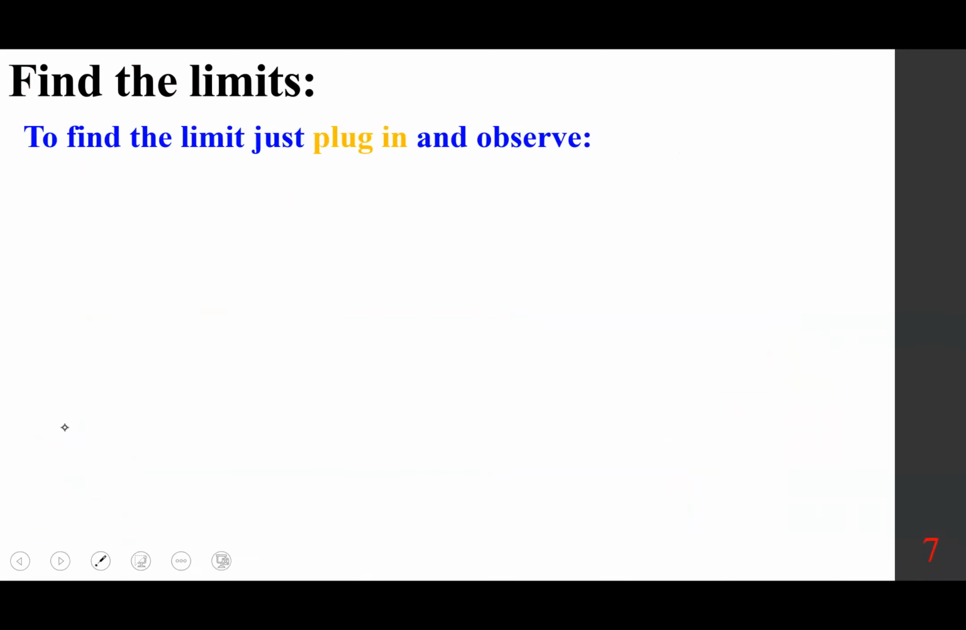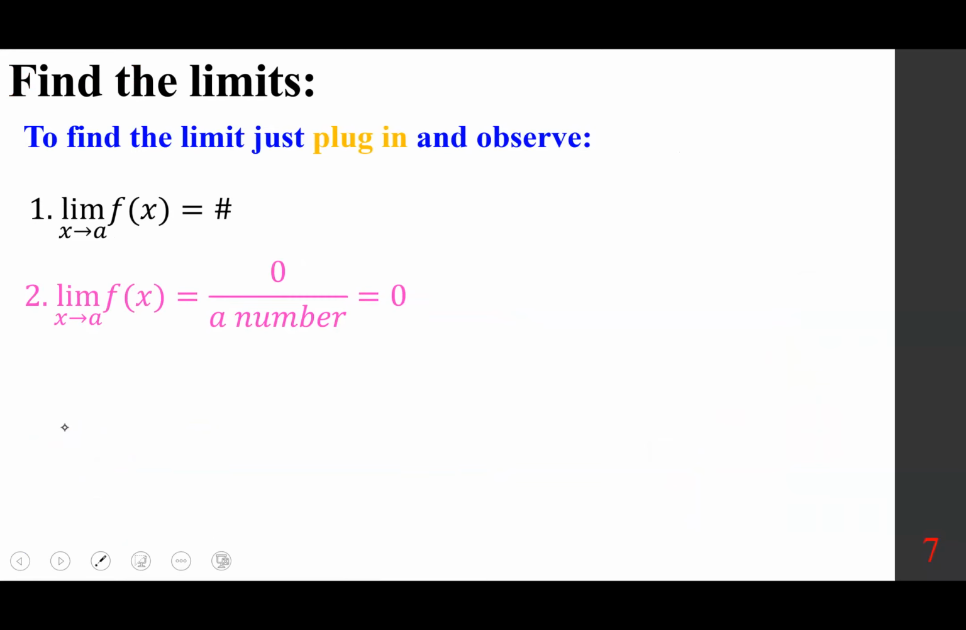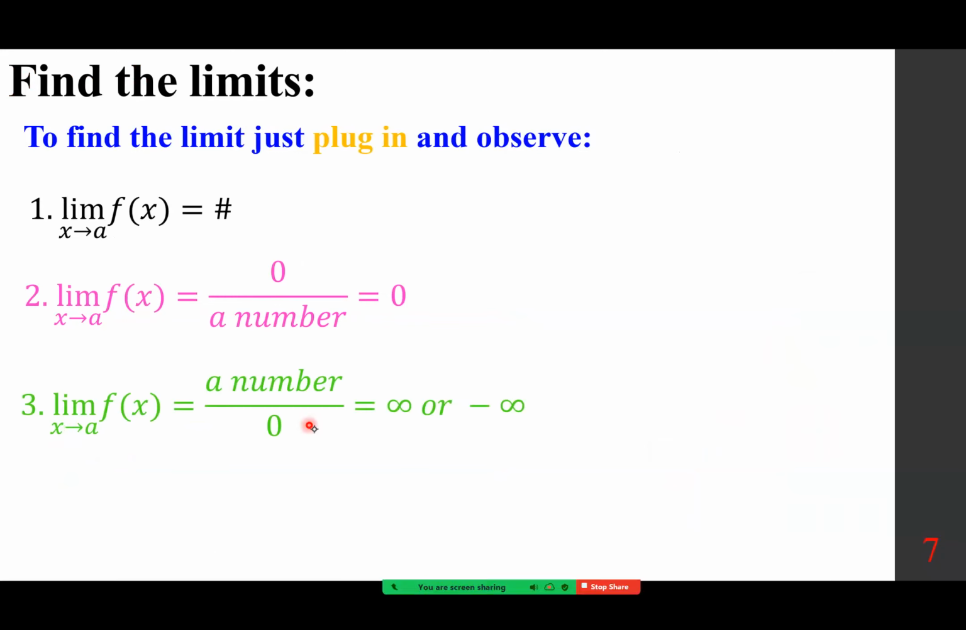If you want to find the limit, just plug in. If the result is a number, you're done. If it's 0 over a number, it's 0 and you're done. If it's a number over 0, you have to figure out from the right or left. Therefore, it's positive or negative infinity, because 0 is the only number where the right side of it is positive and the left side of it is negative. But for any other number, both sides have the same sign.